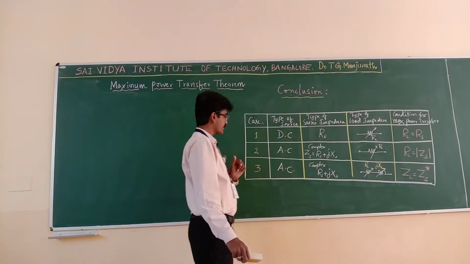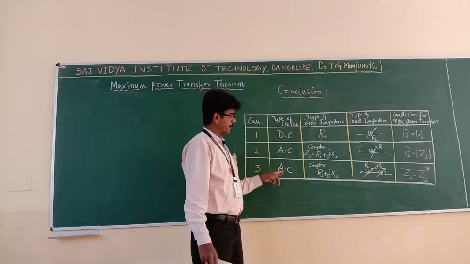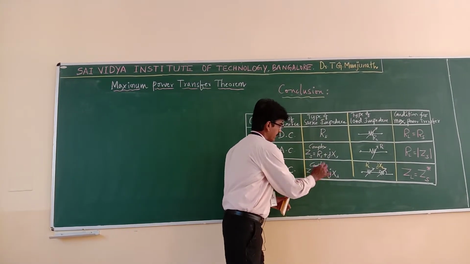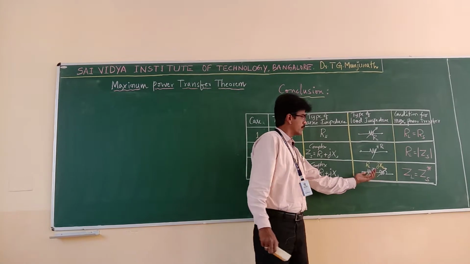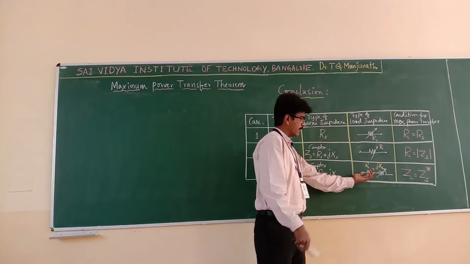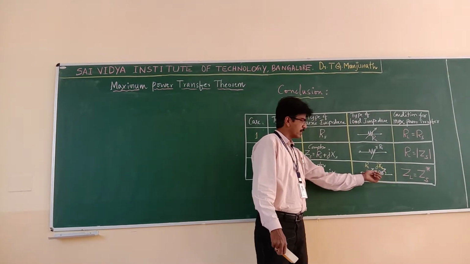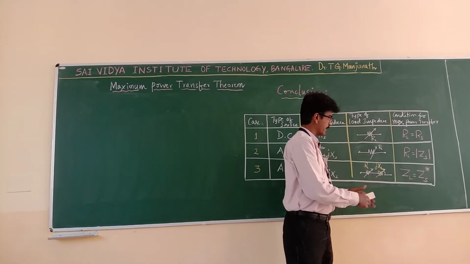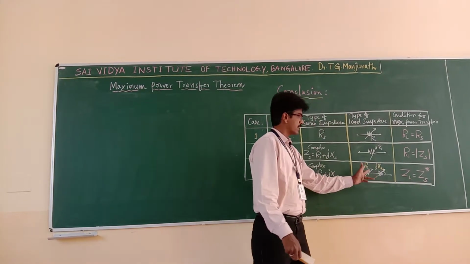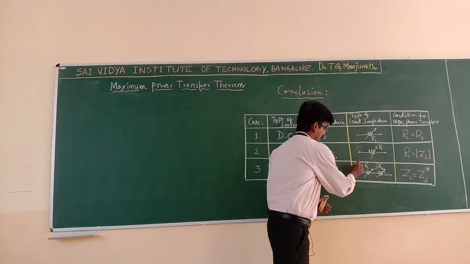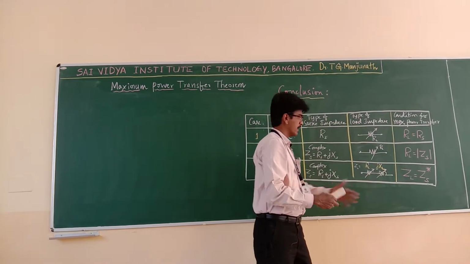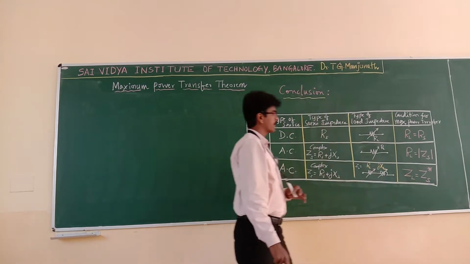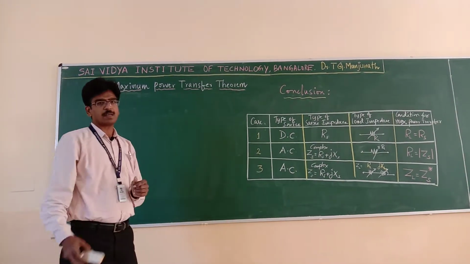Case 3, I am keeping the source the same, that is the AC source only, and we have changed the load to a complex load, where RL and XL are both variable. In that case, the condition for maximum power transfer is that the load impedance ZL should be equal to the complex conjugate of the source impedance. So, this is what was discussed in the last session.